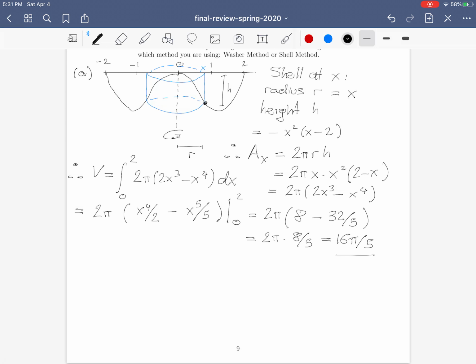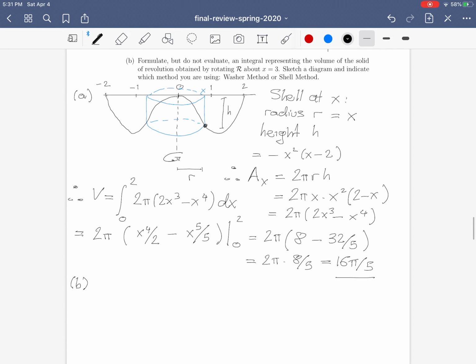And I think before I do any more discussion on this, I'm going to look at part B. In part B, you're asked to find the integral representing the solid of revolution obtained by rotating the same region, rather than around the y-axis, around the line x equals 3. And you're asked in this case to draw a diagram, which we'll do, and then determine and indicate which method you're using, the washer method or the shell method.